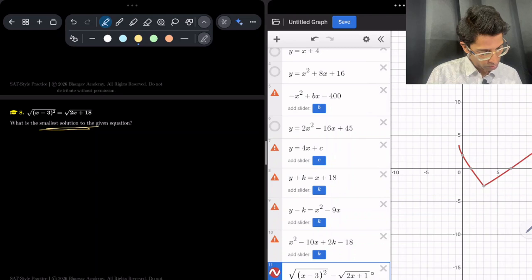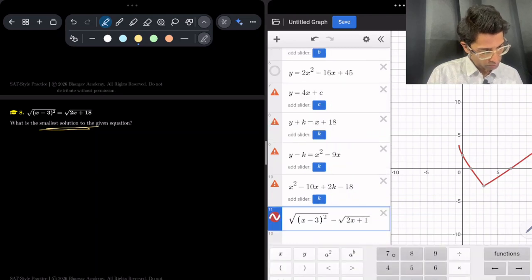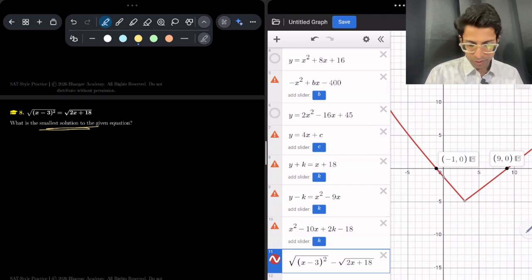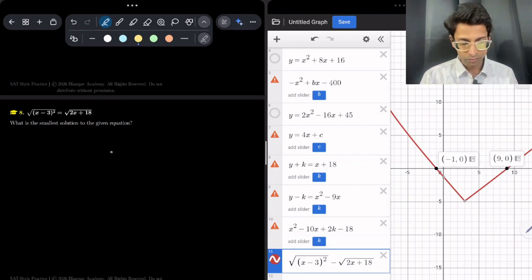Oh, I'm sorry, this has to be 18. Yes, now we are there. So these are the two solutions. He's asking you the smallest solution, so that comes out to be -1. So that is the answer. How quick it is with Desmos.